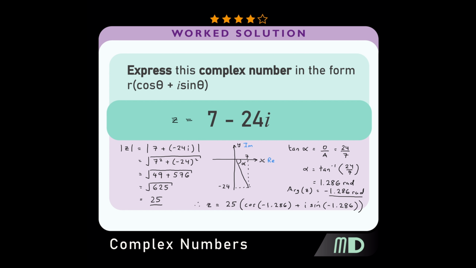So, the complex number expressed in polar form and the answer to this question is z equal to 25 multiplied by the cosine of minus 1.286 plus i multiplied by the sine of minus 1.286.